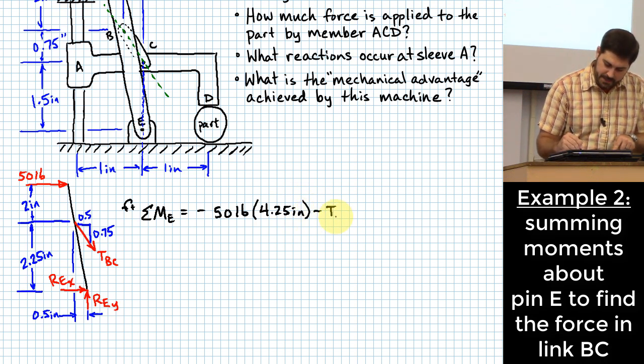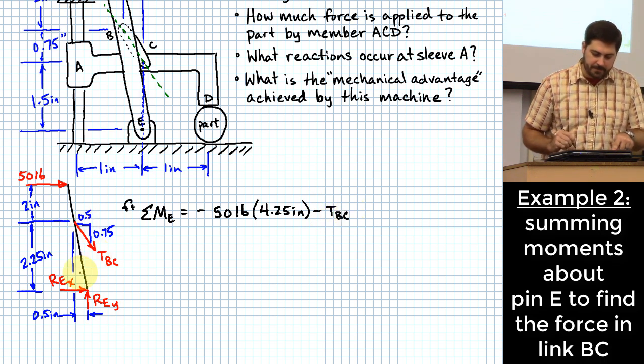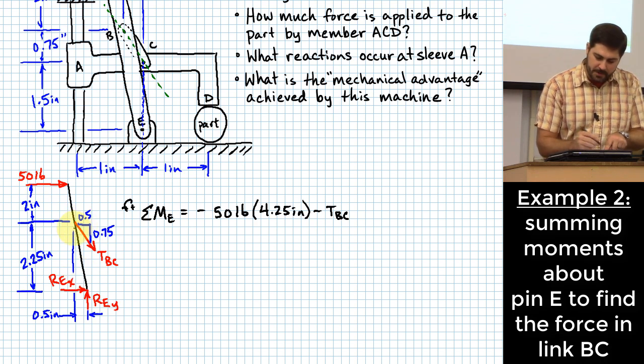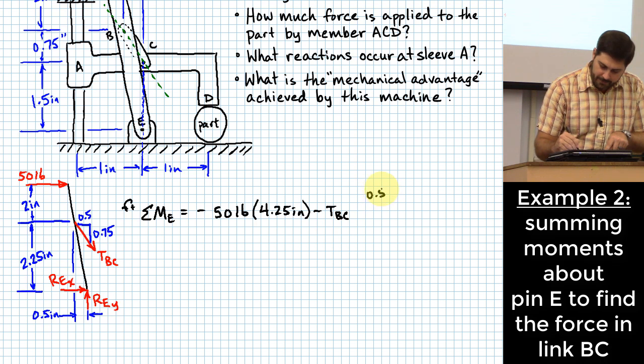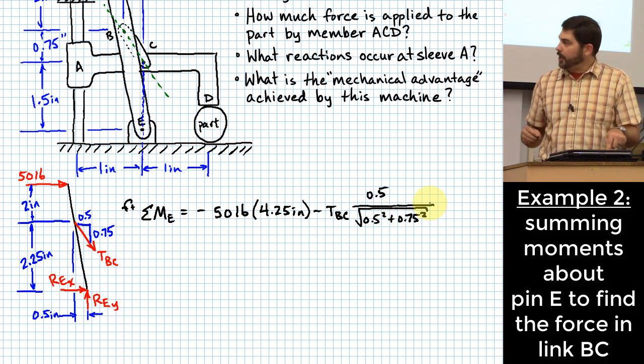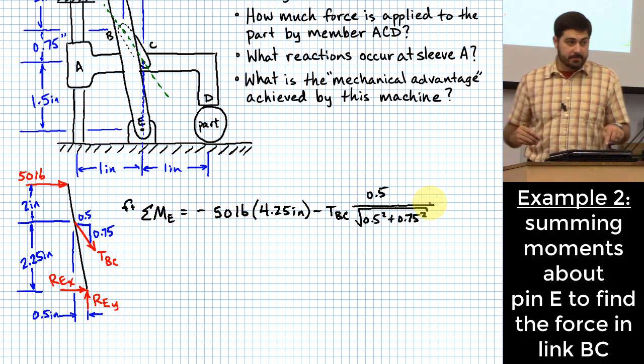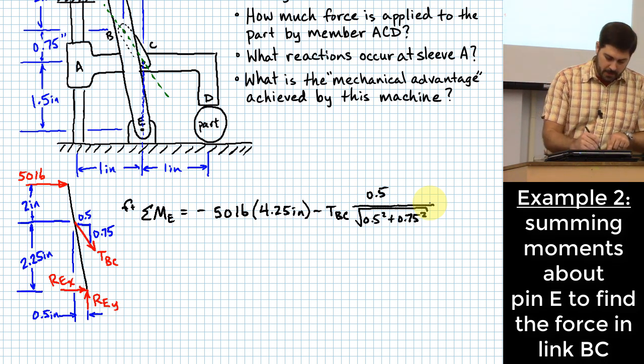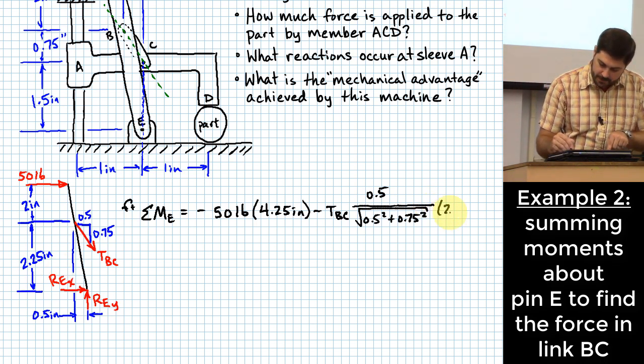Minus TBC, because I have to split TBC into two components here. I'm going to do the horizontal component first. To get the horizontal component, I'm going to take 0.5 over the square root of 0.5 squared plus 0.75 squared. What do I need to multiply that by to make it a moment? 2.25 inches.